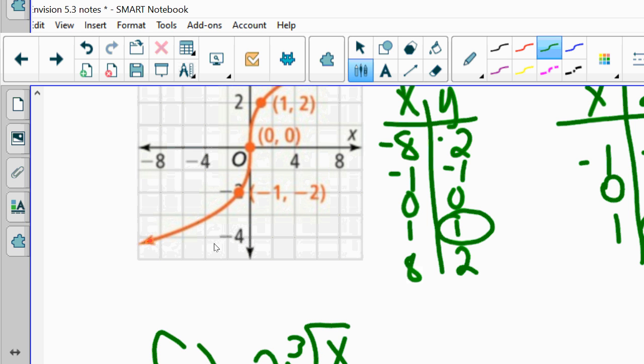So this had a vertical stretch by a factor of 2. Okay. Let's look at the next one.